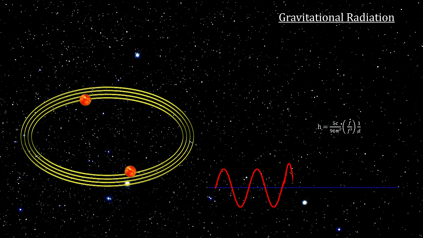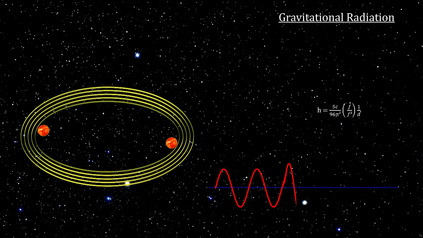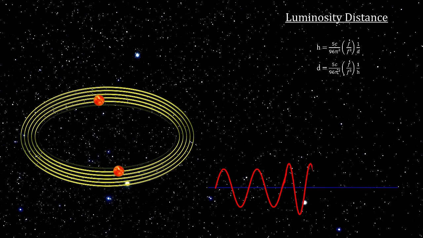This is crucial because for most cases, we will have no way of knowing directly what the masses are or how far apart they are. But measuring the frequencies might be possible. If we can also measure the amplitude, we can even calculate the distance to the binary system. Because this distance is based on gravitational wave luminosity, it is called the luminosity distance. For most all gravitational wave sources, this will be the only way to figure out how far away they are.